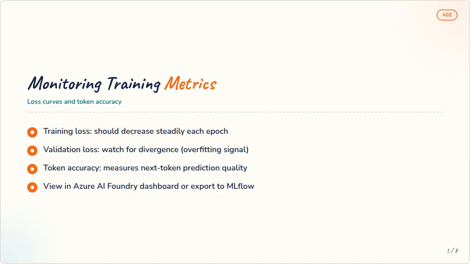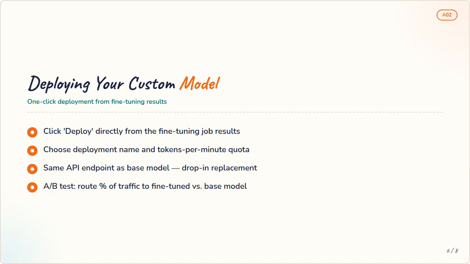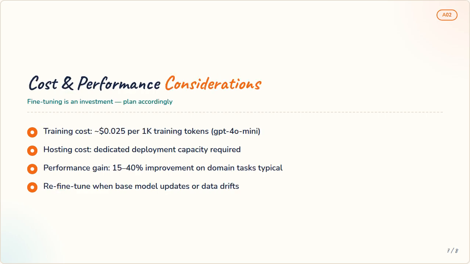Once training completes, click Deploy directly from the results page. Your fine-tuned model uses the same API endpoint format as the base model. It's a drop-in replacement. Use traffic splitting to A/B test your fine-tuned model against the base model before fully switching over.